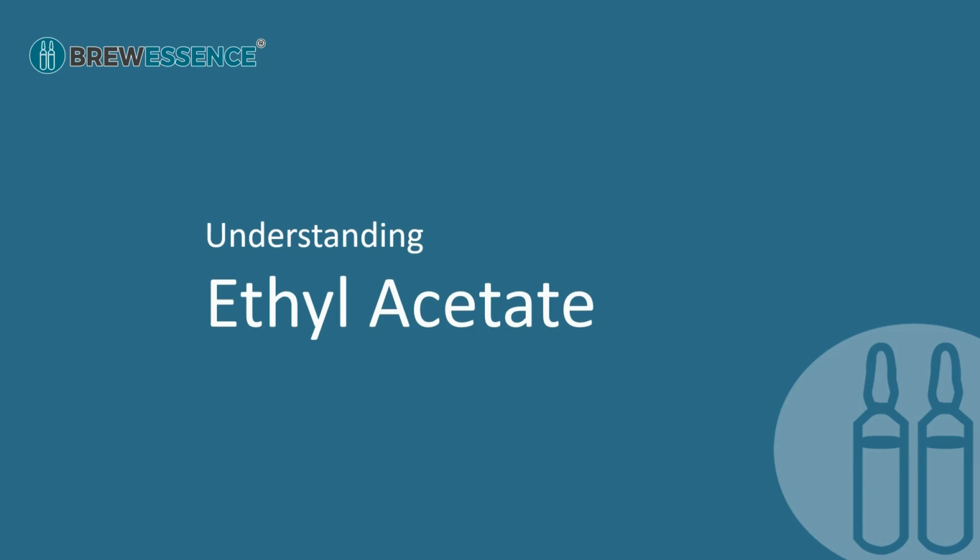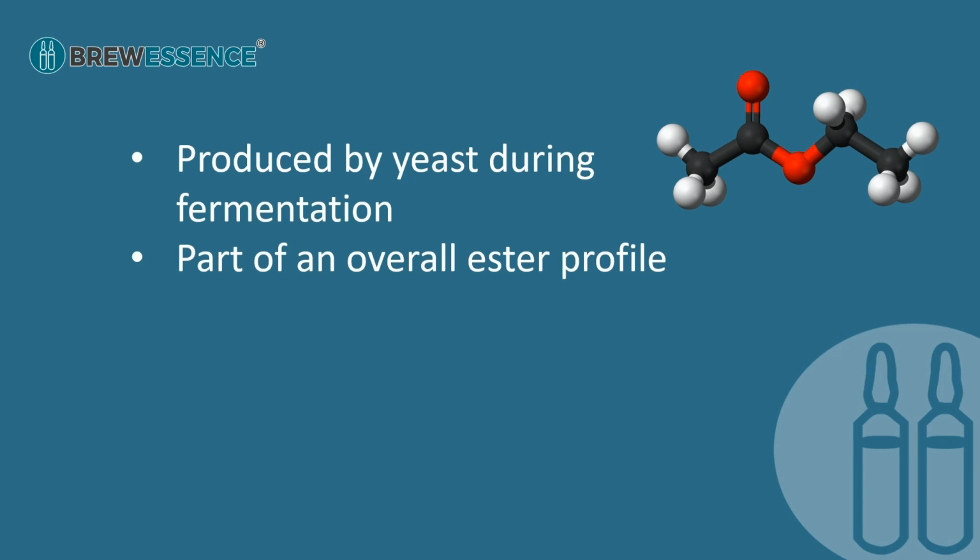Ethyl acetate is an ester that is produced by yeast during fermentation, and it's usually found in low concentrations as part of an overall ester profile that gives beer fruity characteristics.